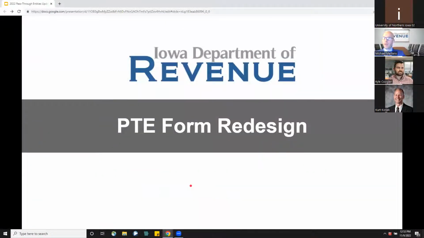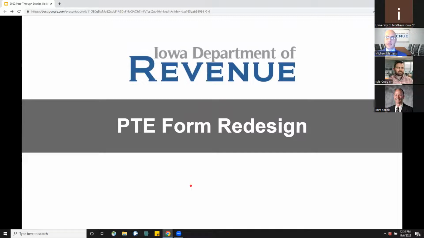All right, so we have less time left than I thought we would. So I did want to touch on a few form redesign issues, not issues, but I wanted to explain some of the new features of the new pass-through entity tax forms, because we completely redesigned the partnership, the S corporation, and the 1041 forms for tax year 2022.